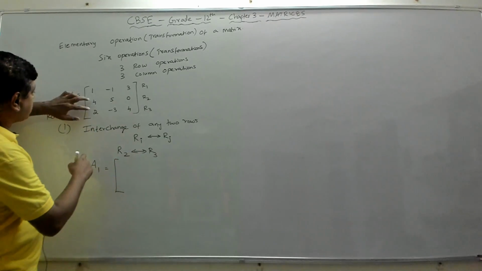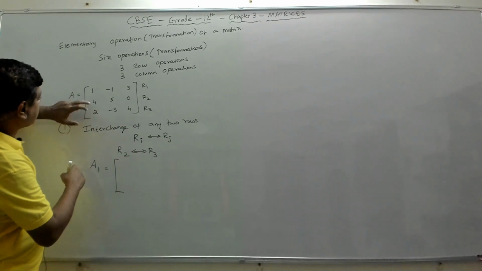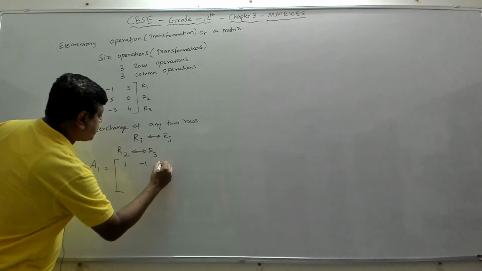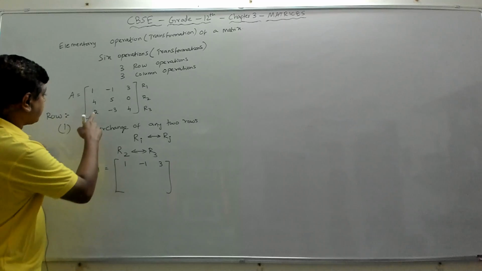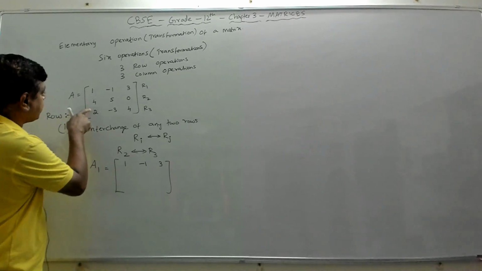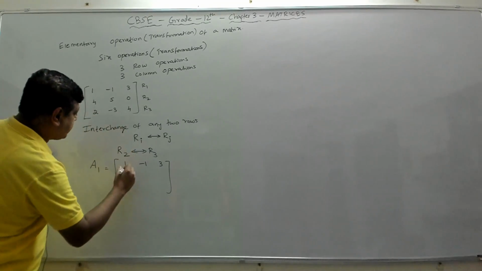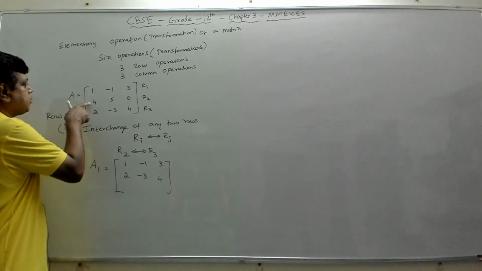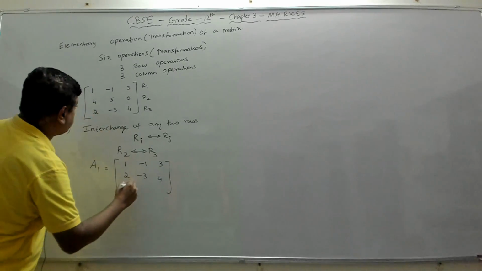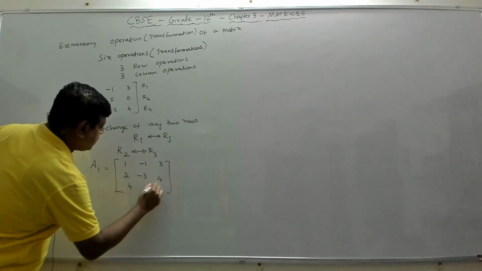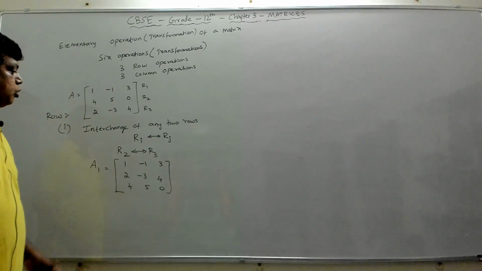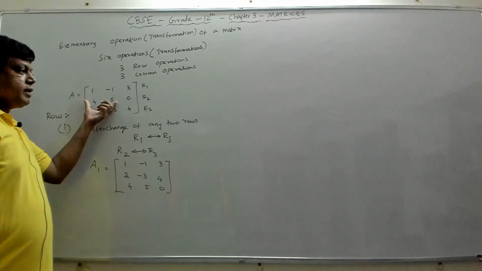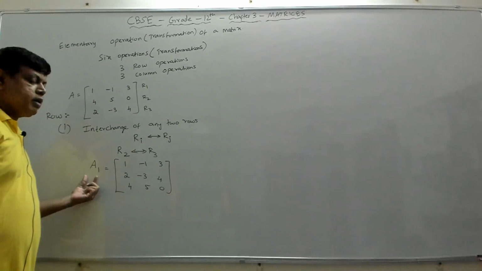That is the first operation on rows. These 2 rows are going to be interchanged. There is no change in the first row: 1, -1, 3. The second row and third row get interchanged, so this becomes 2, -3, 4, which means the third row becomes the second row, and then the second row becomes the third row: 4, 5, 0. If you apply this operation on the matrix A, it becomes another matrix, which I'm calling A1.